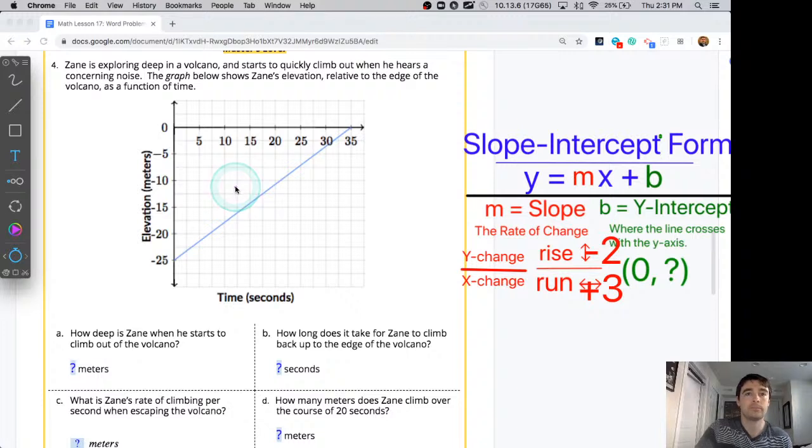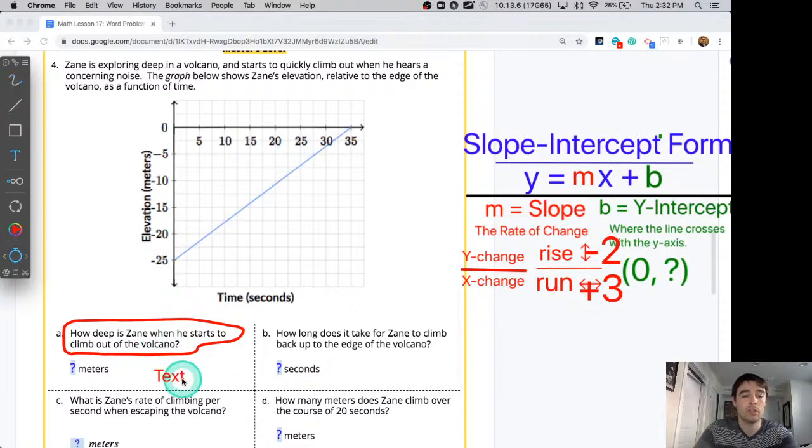So part A is asking us, how deep is Zane when he starts to climb out of the volcano? So for part A, I'm going to kind of underline this in red again, and it says, how deep is Zane when he starts to climb out of the volcano? So if that's part A, they really say when he starts to climb out of the volcano, according to the story, that's in the beginning. He's down at the bottom, he gets scared and starts to quickly climb, and the graph now shows that quick climb that he makes. So the beginning is really asking us here for the Y-intercept. That's really all part A is asking you about, saying what is the Y-intercept?